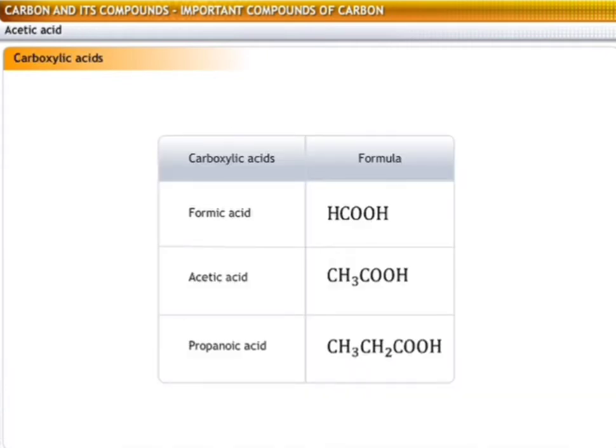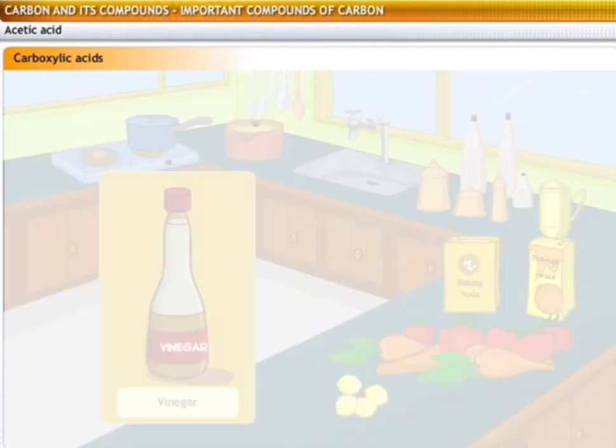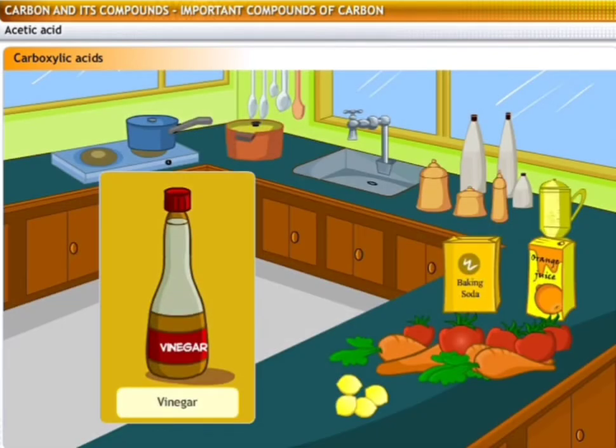From alcoholic compounds, let's move to another important group of organic compounds of carbon, carboxylic acids. Carboxylic acids contain a carboxyl group, COOH, as their functional group. A very common item in our kitchens, vinegar, is actually a carboxylic acid. It is also referred to as dilute acetic acid. Vinegar is actually a 5 to 8% solution of acetic acid in water.